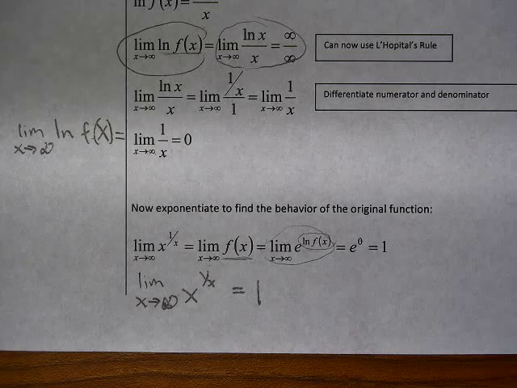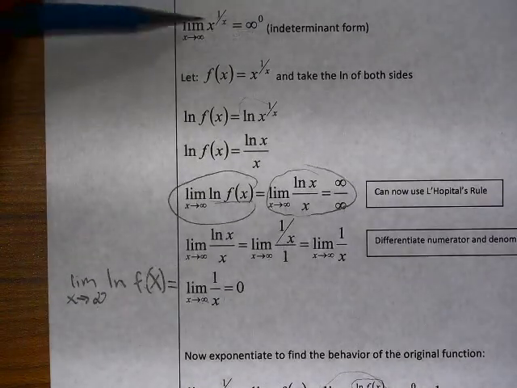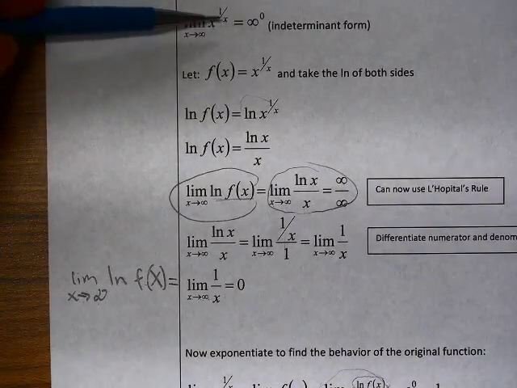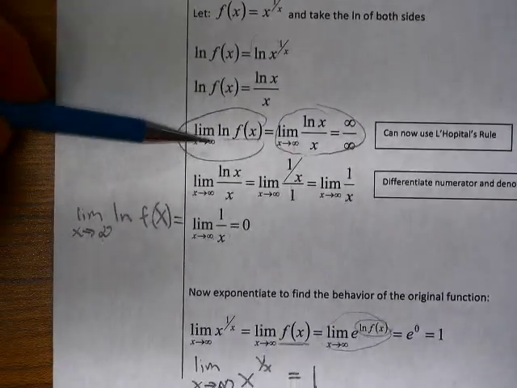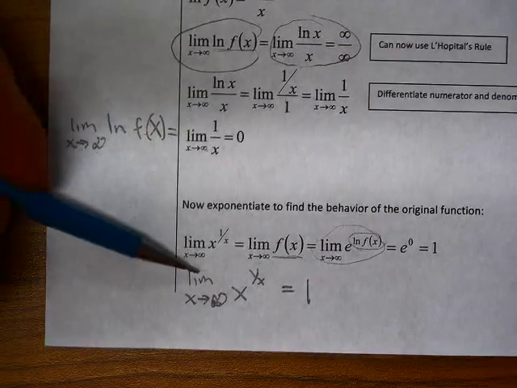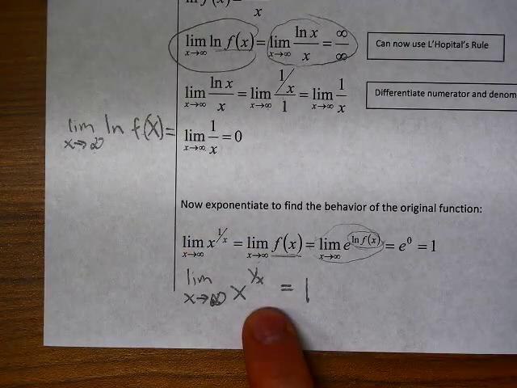All right, so that was an example where we started with an infinity to the 0 power up here. We took the logarithm of both sides. In this case, I used ln. We found the limit of that, and then we exponentiated. We essentially exponentiated that limit to find the limit of the original function.